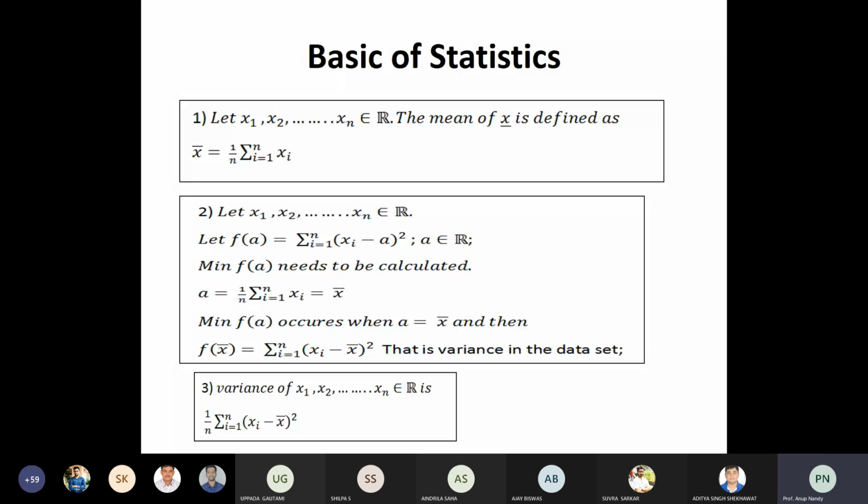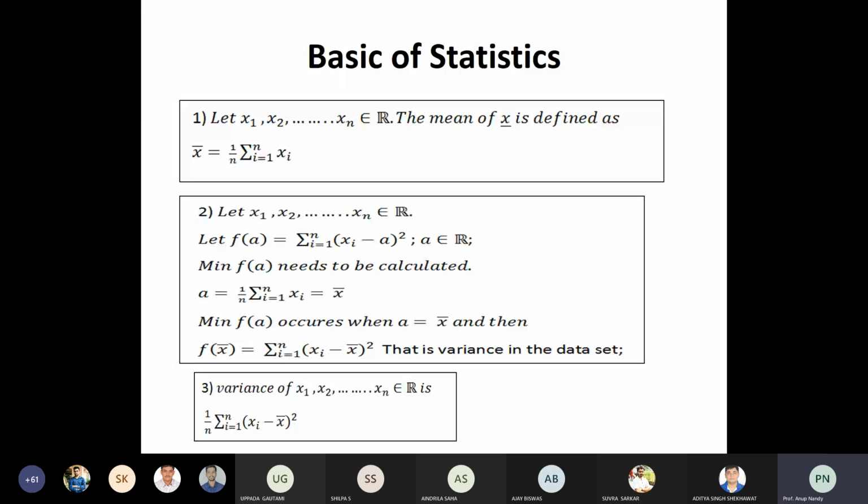Now you need to compute the minimum of f(a). But at what values of a is this function going to be minimized? If you take f dash a, you are going to get minus 2 times summation of i equal to 1 to n (xi minus a) equal to 0. You do the differentiation with respect to a because you need to find at what values of a the function f equal to summation of (xi minus a) whole square will be minimized. Now f dash a is equal to 0. According to our differentiation, first you take the first order derivative and equate it to 0.